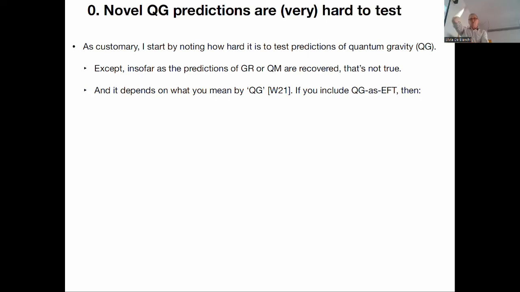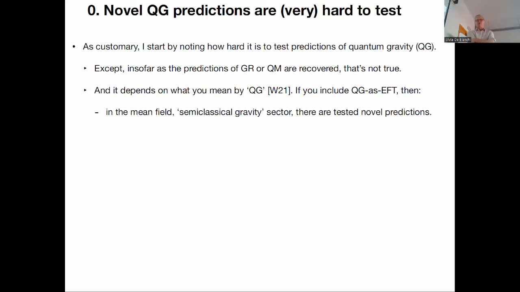But if you think about quantum gravity as effective field theory, then there are even really novel predictions, because in that regime, in its limit, there's a mean field limit where we can treat things in a mean field way. Then there's the semi-classical sector, which I'm going to talk about. And indeed, there are really tested new predictions that don't come just from general relativity.